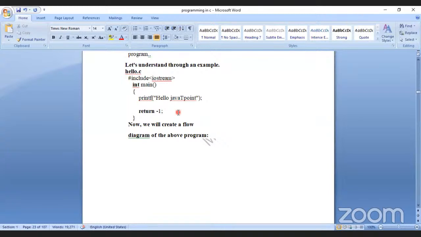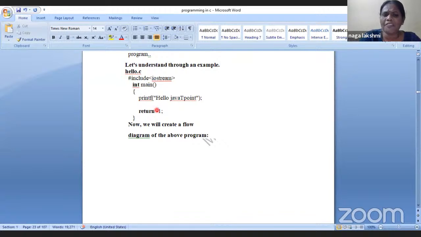Why are we returning a value for success? You have used return 0 many times till now, but you may not know what it means. Return 0 is for successful completion of a program. If I write return -1, there is some error existing in my program. Understood everyone?